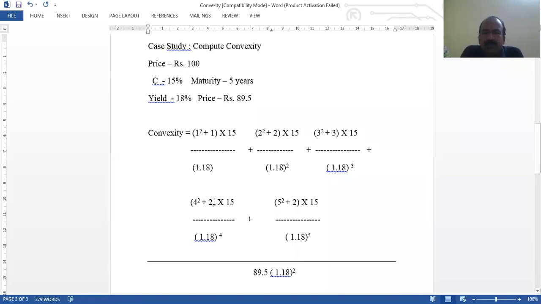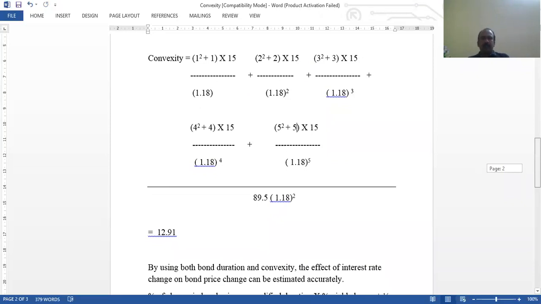3 square plus 3 into 15 divided by 1.18 power 3. 4 square plus 4 into 15 divided by 1.18 power 4. 5 square plus 5 into 15 divided by 1.18 power 5, whole divided by the price, that is 89.5, into (1 plus y) square, 1.18 square. So you will get the answer, can you please bring it down? Yeah, any clarification? That is 12.91.